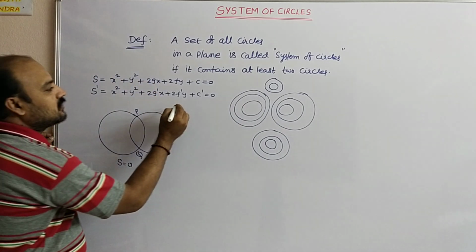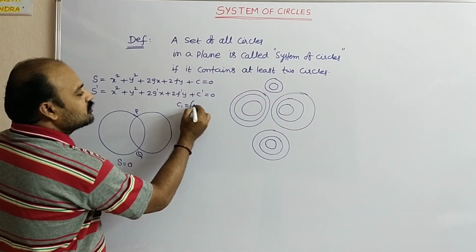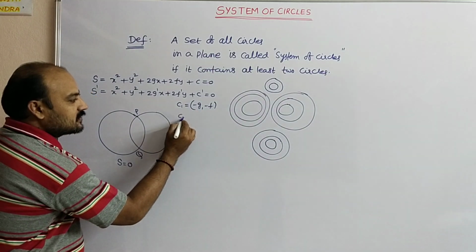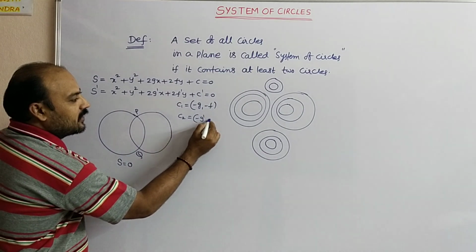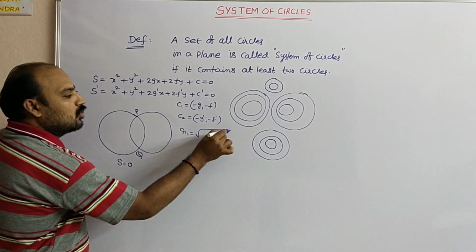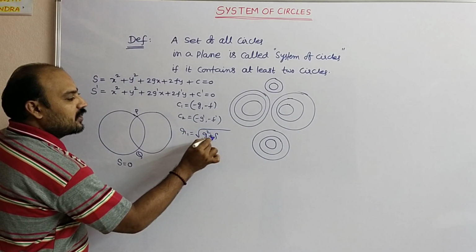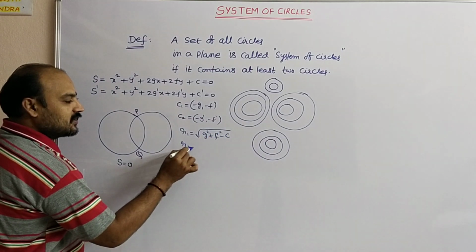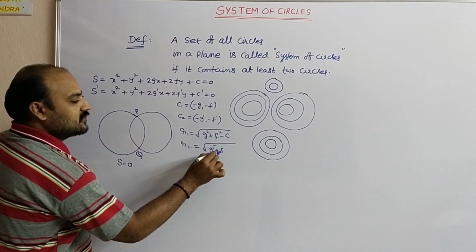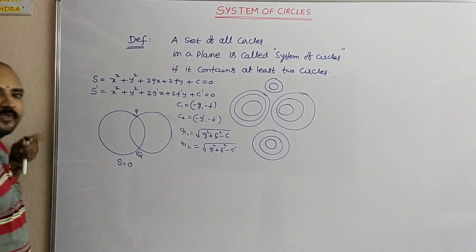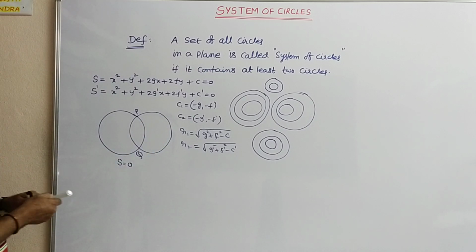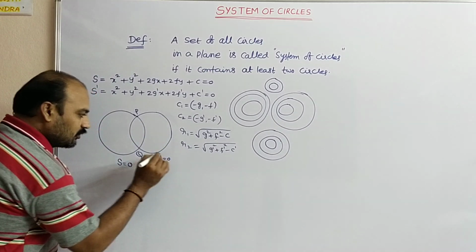The first circle has center C1, which is minus g comma minus f, and the second circle has center C2 equal to minus g dash comma minus f dash. The radius r1 equals root over g square plus f square minus c, and the radius of the second circle equals root over g dash square plus f dash square minus c dash. These are the two circles. In the system of circles, we have selected two circles, one is S equal to 0, another one is S dash equal to 0.